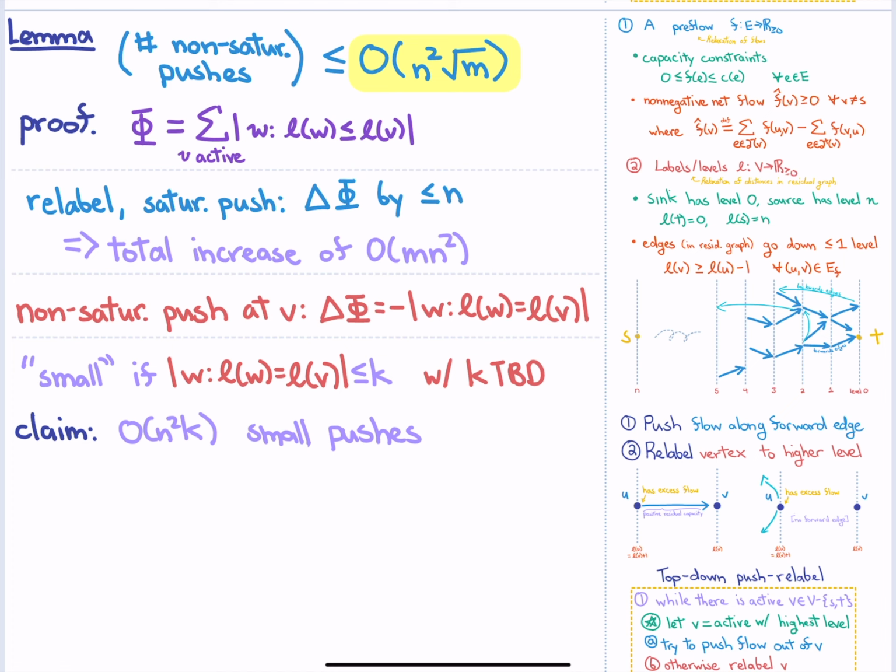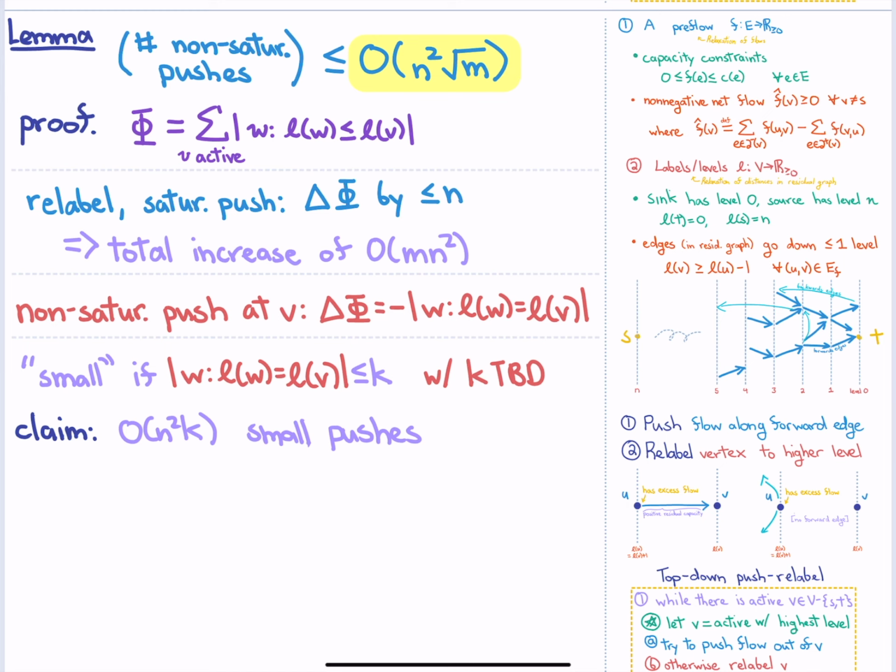So after k consecutive small pushes, the highest active level has gone down. If we call a phase one stretch where the highest active level is the same, the claim is that there are only n squared phases. This is just because the level can only change when you relabel, or something like that.